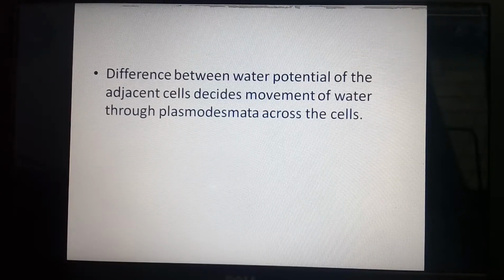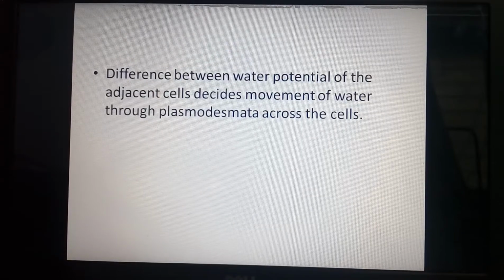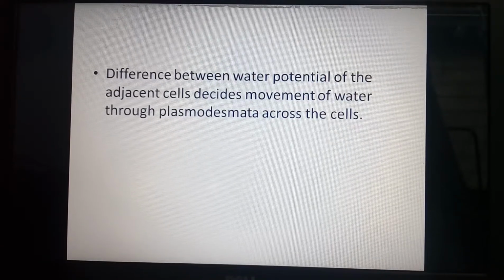So it determines the flow of water through the plant cell also. From one cell to another cell, the water moves through the plasmodesmata. And this movement takes place from the high water potential towards the low water potential. That means from hypotonic solution towards hypertonic solution, like osmosis.